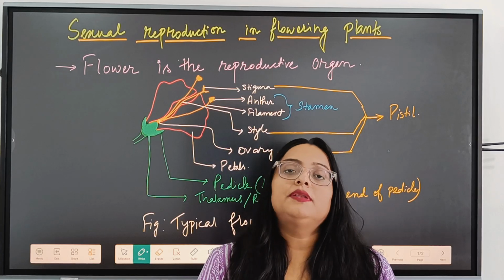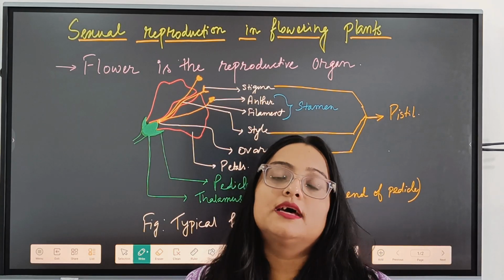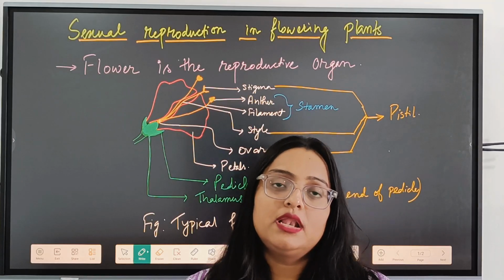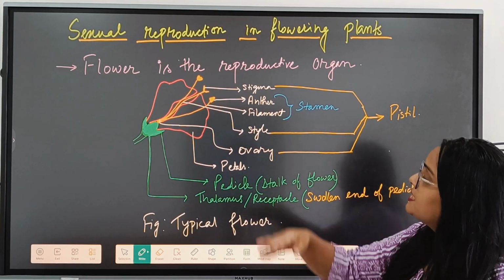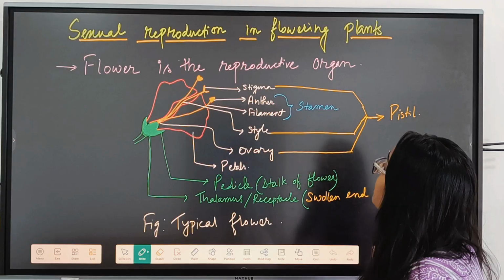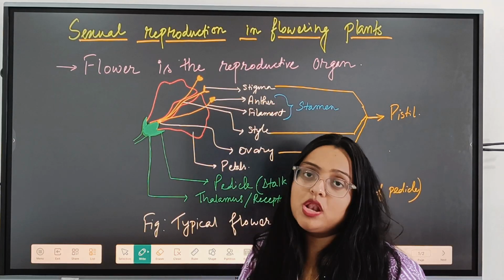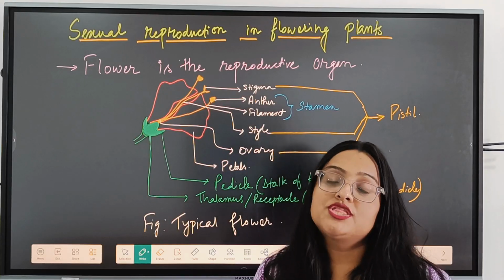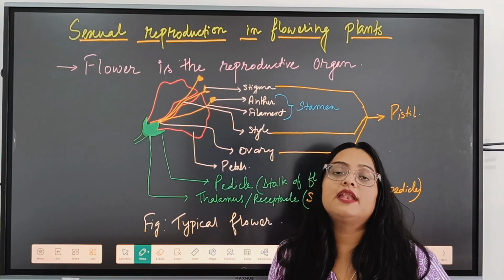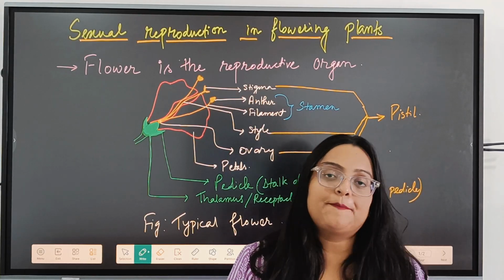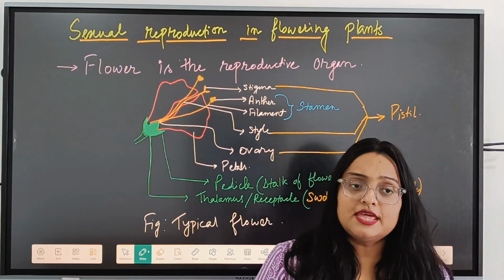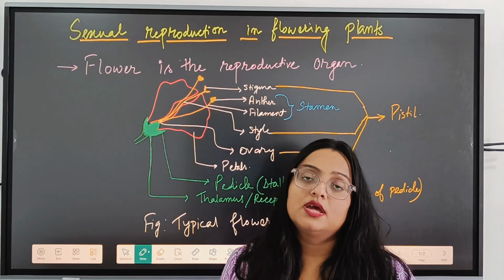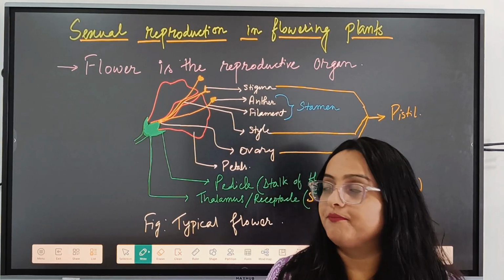Now we'll study about the different parts of flower, that is the male reproductive part, female reproductive part, all we will study. So this is the flower. So we all know the male reproductive part of a flower is stamen, which is composed of anther and filament. And the female reproductive part is pistil or carpel, which also consists of stigma, style and ovary.